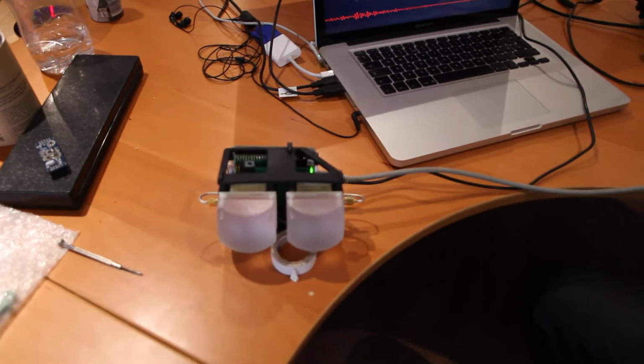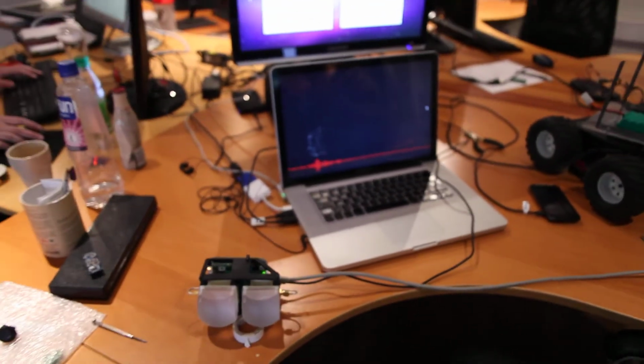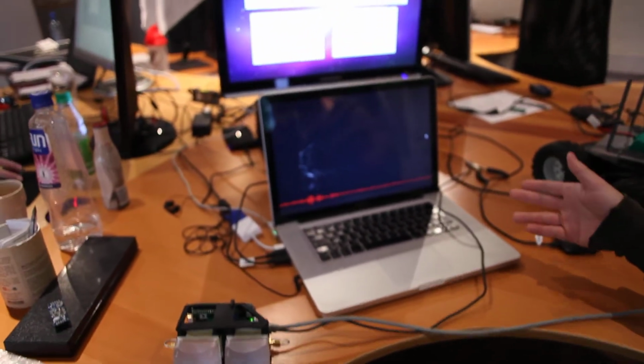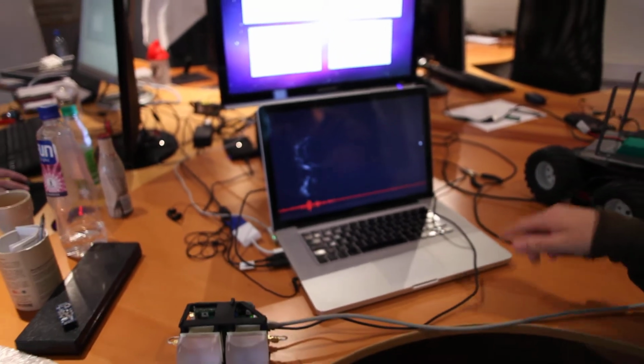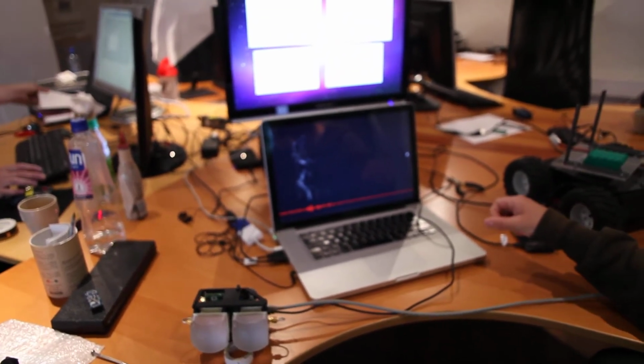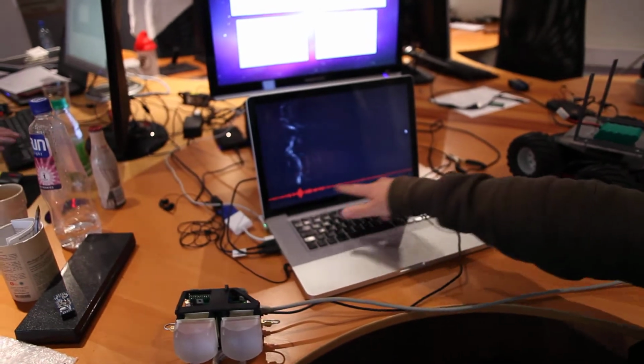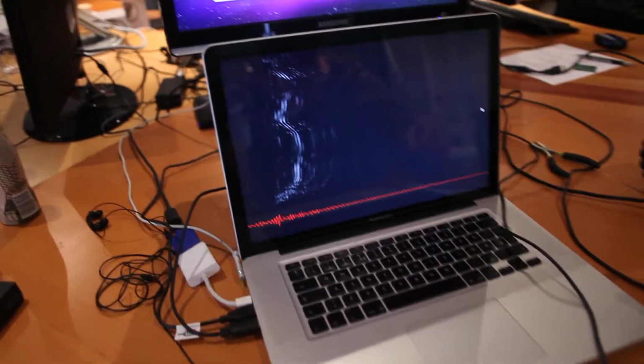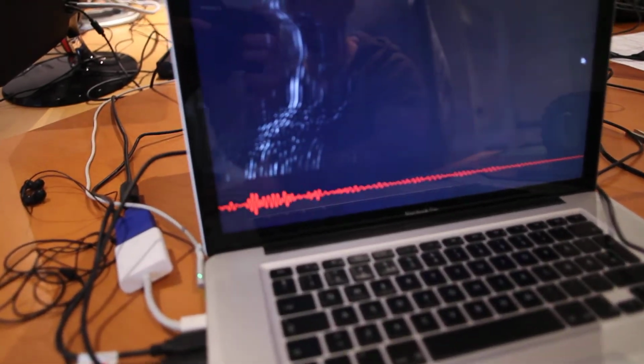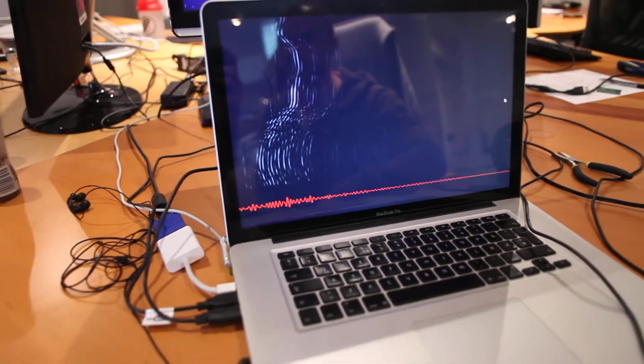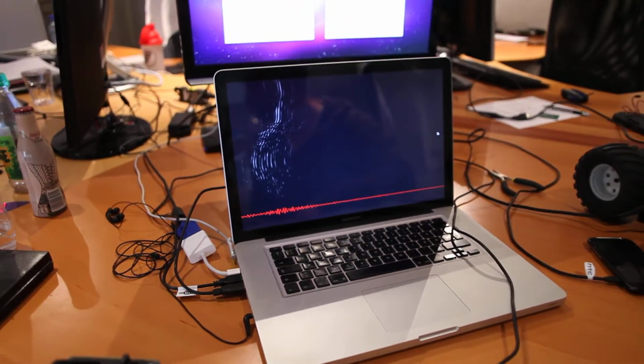Yes, so what do we have here? Okay, this is a setup of a prototype of the radar. And also the signal is shown on this computer here. So it's been connected with a USB cable. And what you see, the red line is the raw signal. It goes from about 10 centimeters in front of the radar up to about 4 meters out.